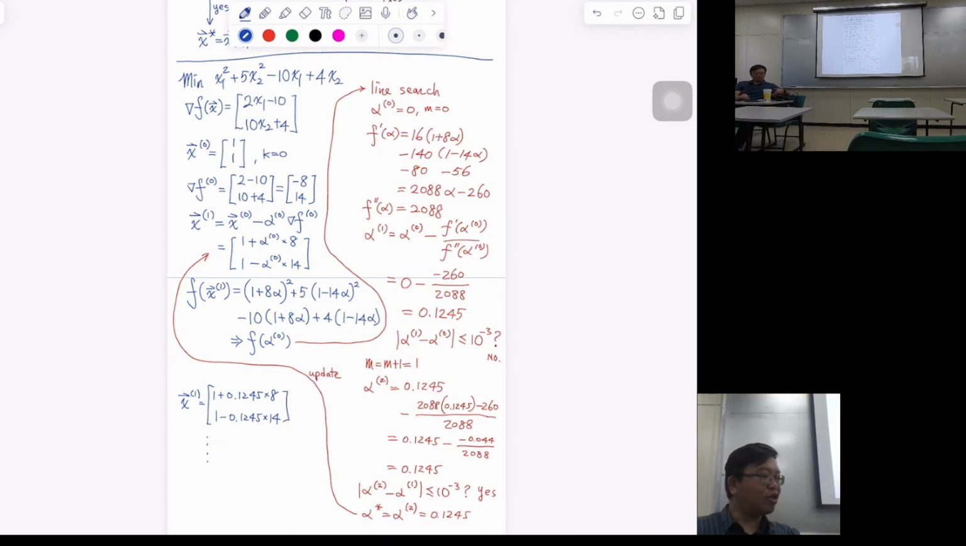So this week we talk about steepest descent. Next week we talk about another method. It's called the conjugate gradient. The purpose of conjugate gradient is to improve one of the disadvantages of steepest descent, and also keep the advantage of steepest descent. The advantage of steepest descent is that you don't need the Hessian anymore.